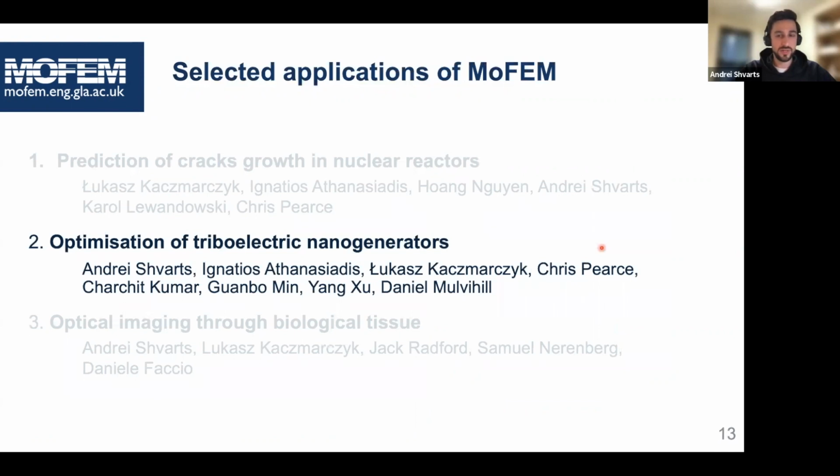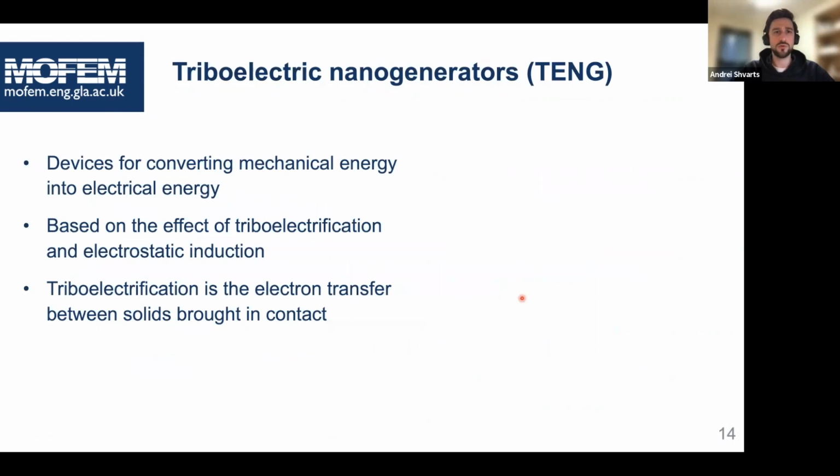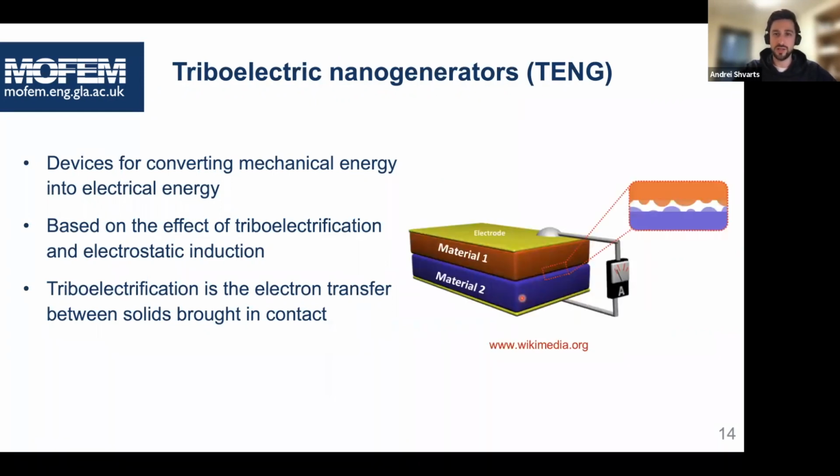Another example that I want to talk about today is for a completely different problem. It's called optimization of triboelectric nanogenerators. And again, I was working here and I'm continuing to work on this problem with a group of collaborators. So what are those triboelectric nanogenerators, or TENG for short? These are devices which can be used to convert mechanical energy into electrical energy.